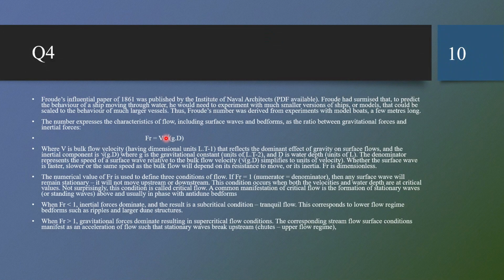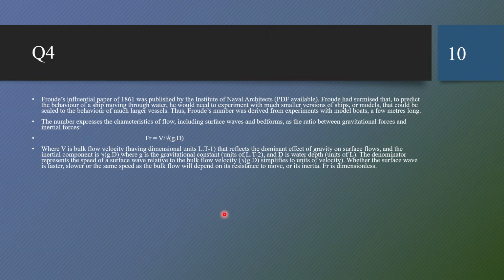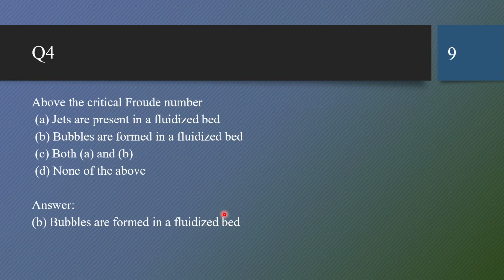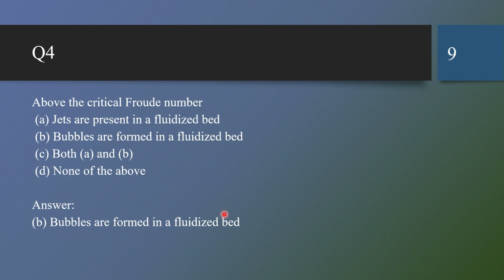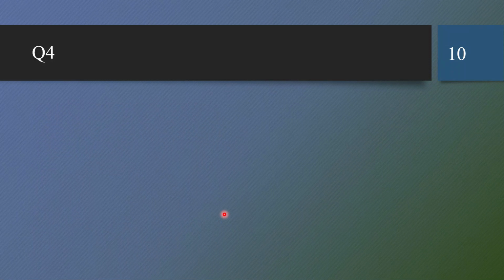If it is greater than 1, gravitational force dominates, resulting in supercritical flow condition. The corresponding stream flow surface conditions manifest as an acceleration of flow such that the stationary waves break upstream. As you can see, above the critical Froude number, either jets are present in a fluidized bed or bubbles are formed in a fluidized bed.